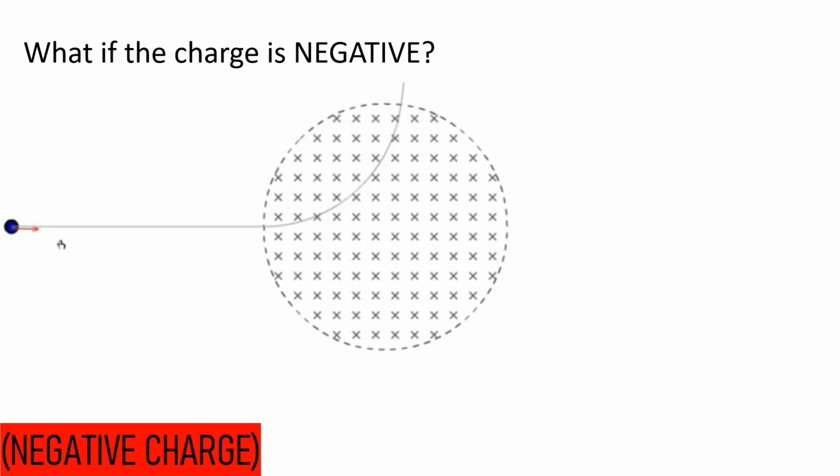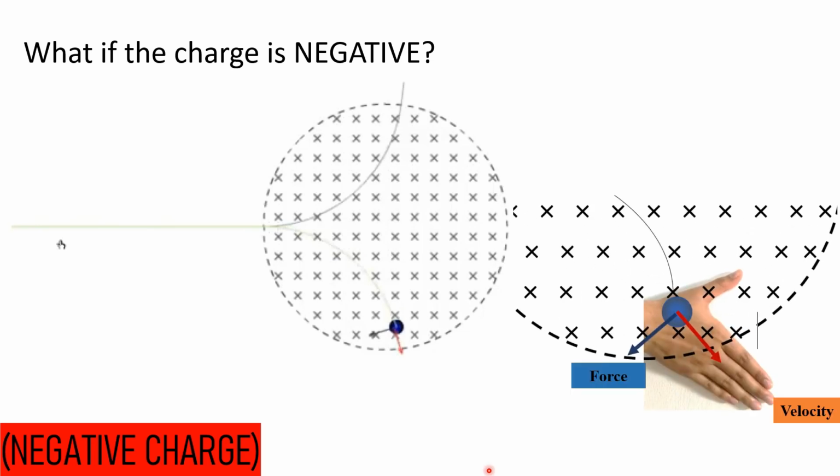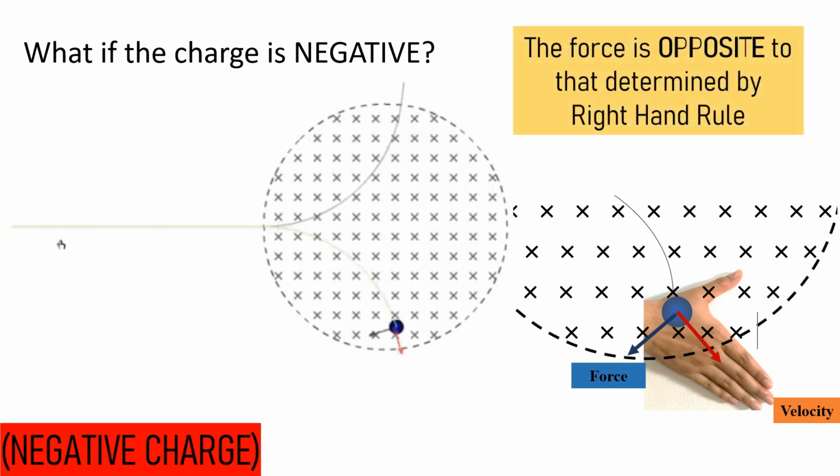What if the charge is negative? Notice, for a negative charge, it deflects in the opposite direction. Thus, the right-hand rule is applicable for negative charge with a modification. So here is how it works. For a negative charged particle, the force is opposite to the direction of the thumb. So, this is the direction of the force for a positive charged particle. Then, for the negative particle, it will be opposite to that determined by the right-hand rule.